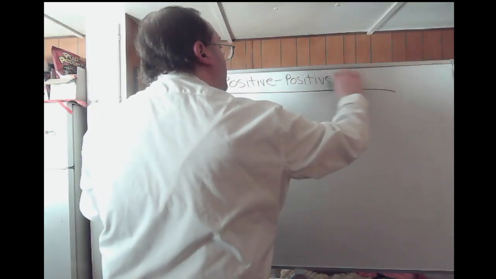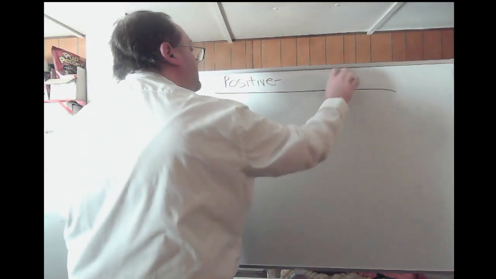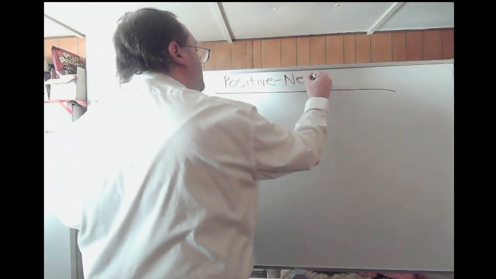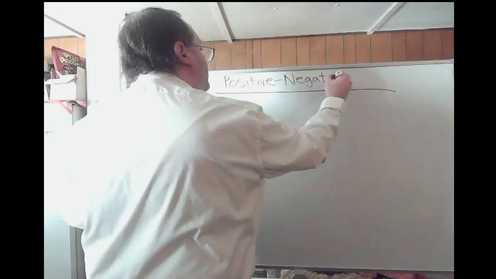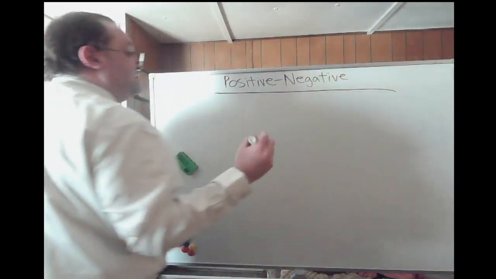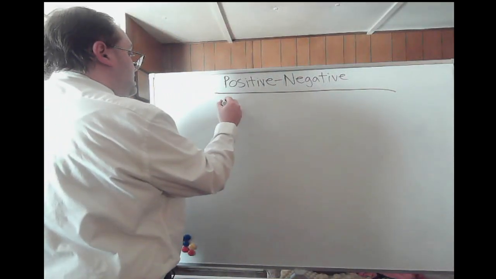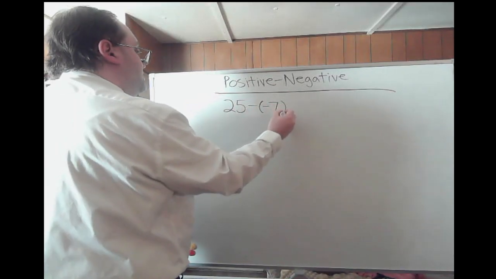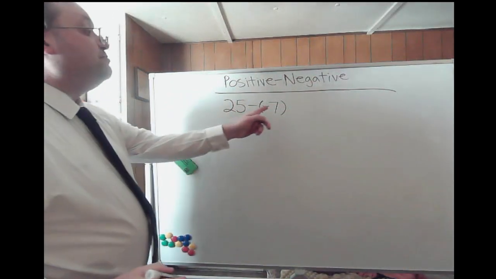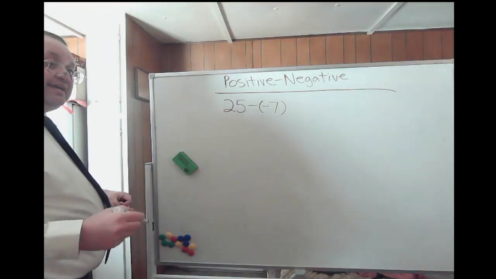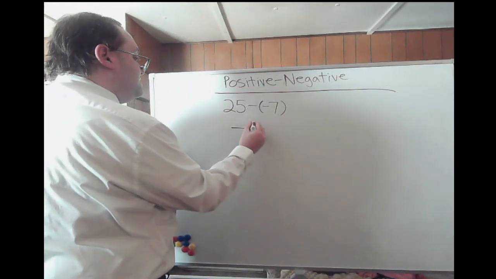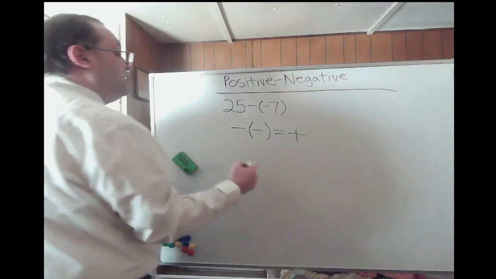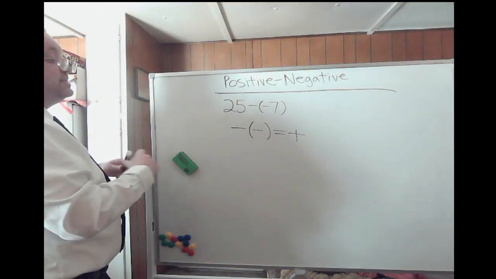Alright, let's talk about something interesting here. Positive minus a negative. And there's only one case for this. Positive minus a negative. So I have 25 minus negative 7. So minus negative 7. Well, what the heck is that? Minus will always turn into plus. Whenever you have minus, that always turns into plus.